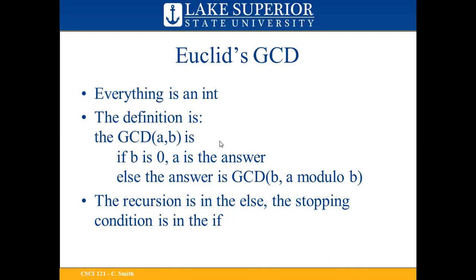Okay. So we're going to keep recursing until we hit that stop condition, and we are guaranteed to hit that stop condition. Now there's a mathematical proof that we're guaranteed to hit that stopping condition, but we're not going to look at that mathematical proof here.